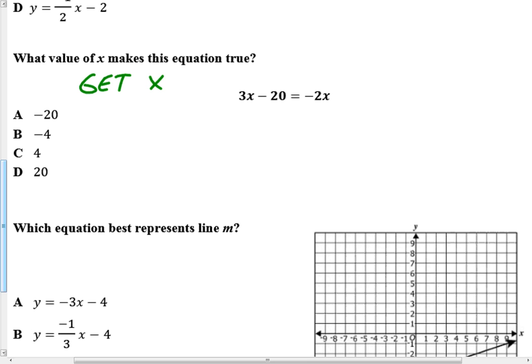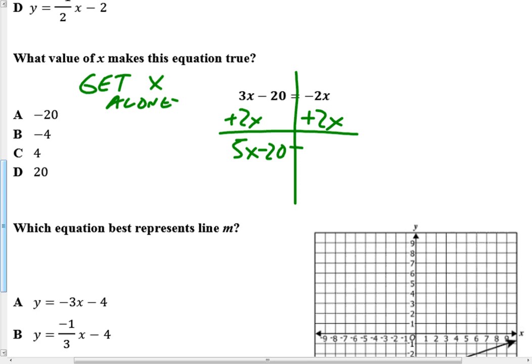Get x alone. If you didn't want to just substitute and wanted to actually do the problem, most people did this. They started off and then they looked at it and said, I don't know what I'm doing. What happened to the right-hand side? What is negative 2x plus 2x? What number? It's okay to get a 0. It's just like any other number.